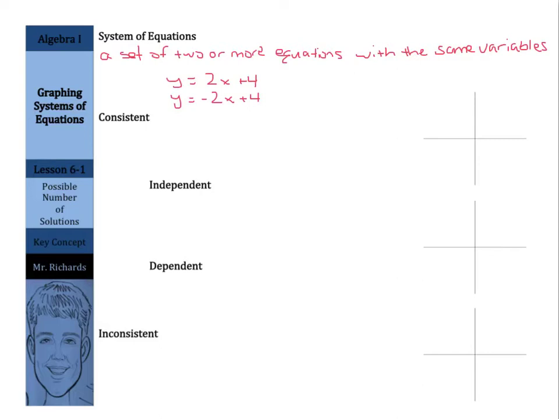Now, consistent. We're going to be looking at the possible number of solutions that a system of equations can have. If a system of equations is described as being consistent, that means it has at least one solution. It could have more, but it has at least one solution. Basically, the graphs are going to intersect at one point or are the same line.